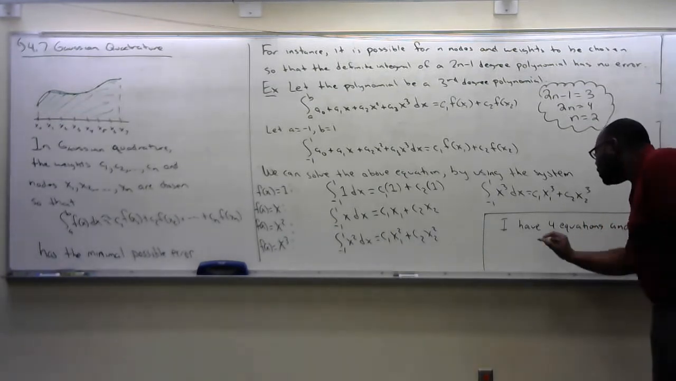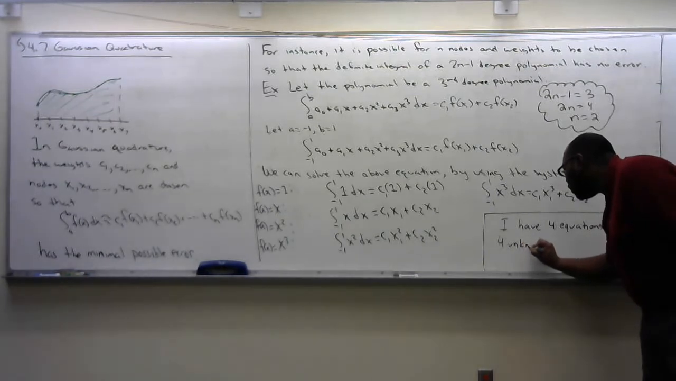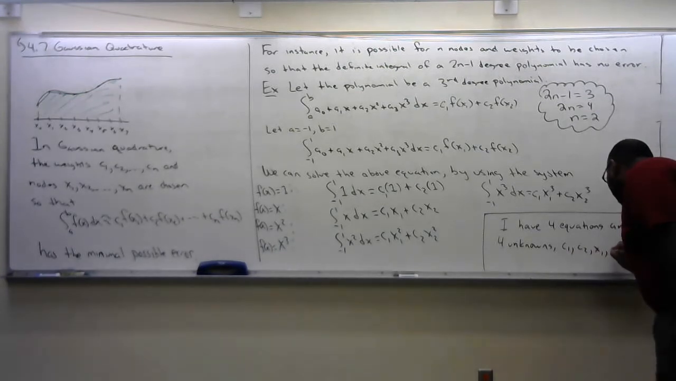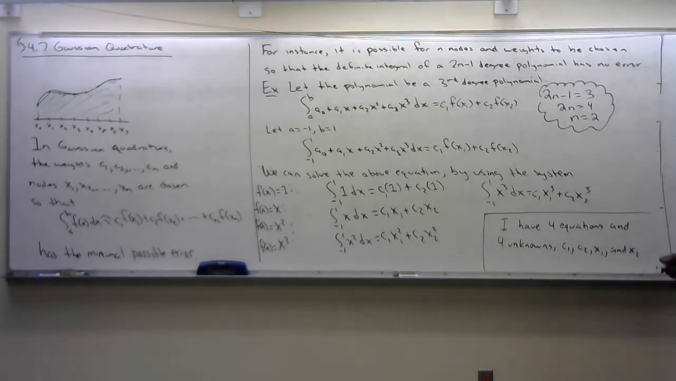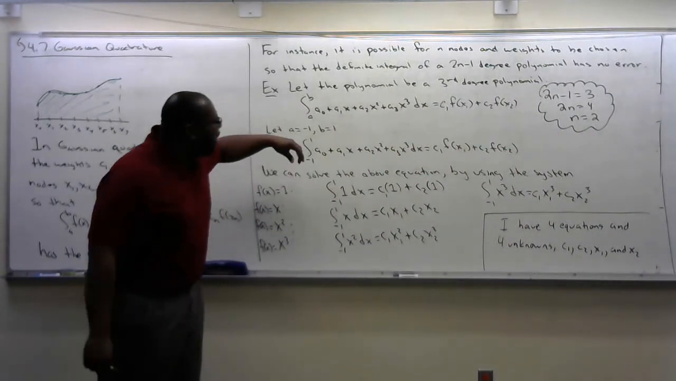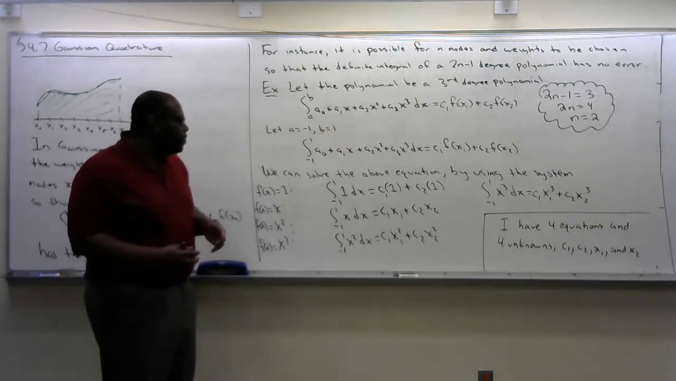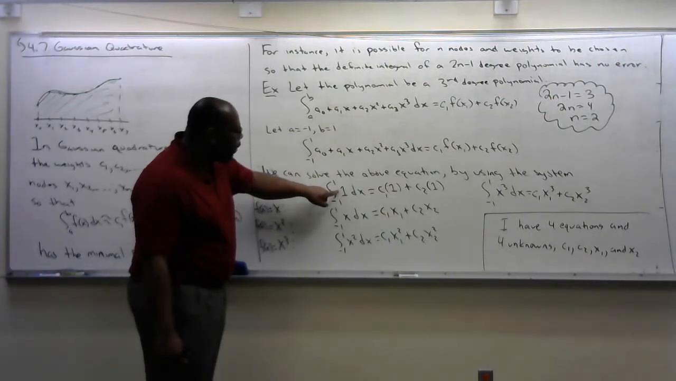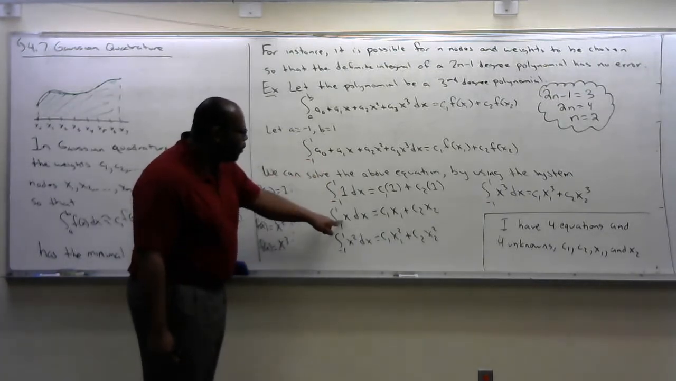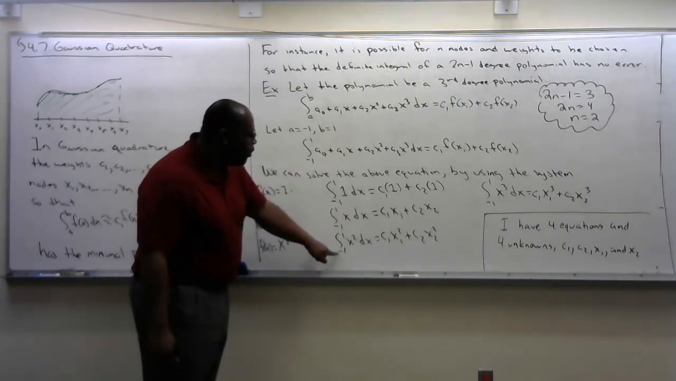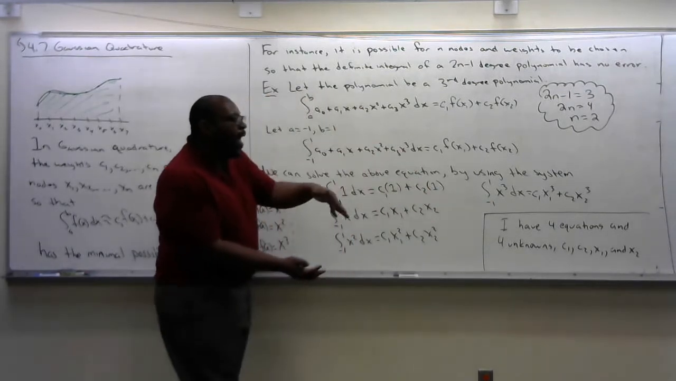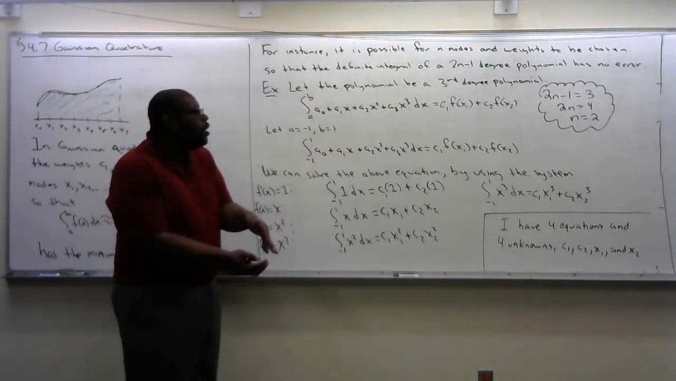And 4 unknowns. My unknowns are C1, C2, X1, and X2. What I'm trying to say here is that we have to think about this in terms of linear algebra, right? What I can do is I can multiply 1 by A0. I can multiply this X by A1. I can multiply this X squared by A2. And I can multiply this X cubed by A3 and then add them together. And that whole thing should be equal.